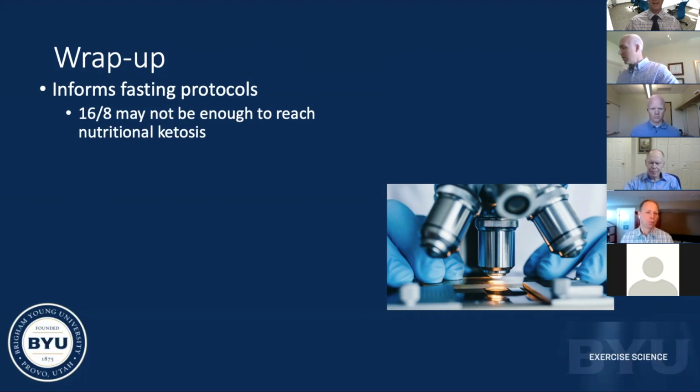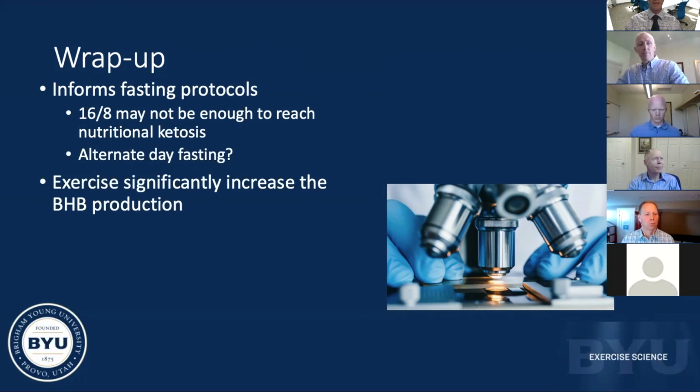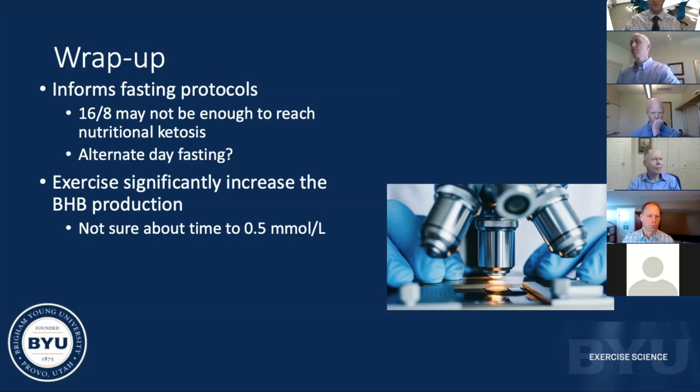You may look at that and say, well, it may not be enough to reach ketosis if you're doing a 16-8 fasting protocol. So maybe alternate day fasting is what I want to do. We can say that exercise significantly increased your beta hydroxybutyrate over a 36-hour fast when you start with an intense exercise. Again, we're not sure about that official time to ketosis. That's a relationship we really want to explore and look into a little further.